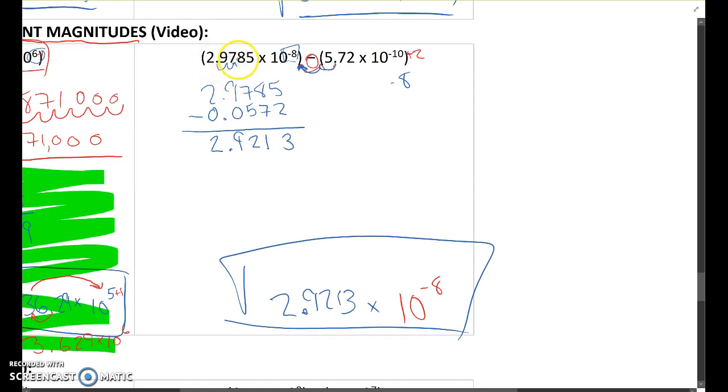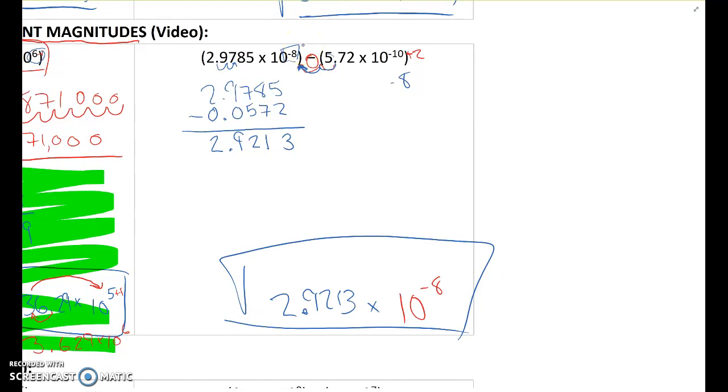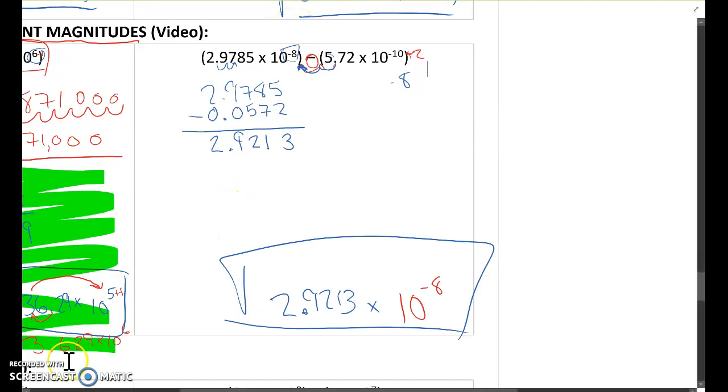I would have had 297 minus 5. Instead, I had 2 minus 0.05. Both of those would have been fine. You just need to make sure that when you're dealing with negatives, you are watching what is happening and being super, super careful with that.